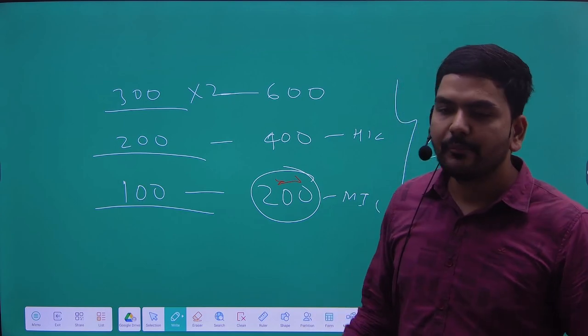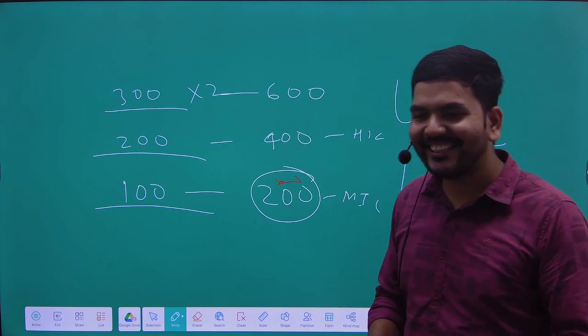बार बार घड़ी देखने से टाइम आगे नहीं बढ़ जाएगा, ठीक है?